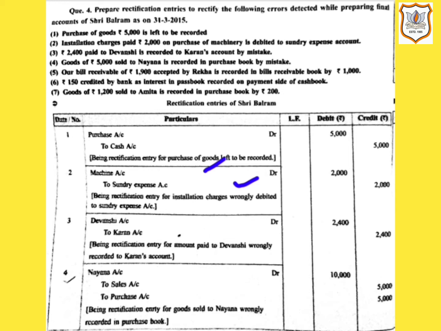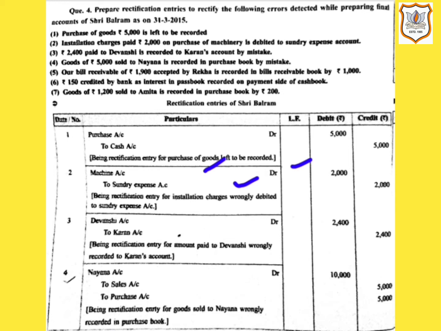Here you can also do it in another way, that is we can apply two principles: do what is correct and undo what is wrong. So according to that, do what is correct. What should have been debited? Machine account should have been debited. So according to the principle do what is correct, machine account will be debited. And the second principle, that is undo what is wrong.